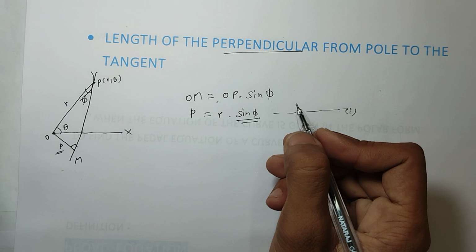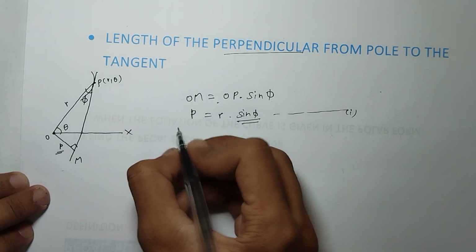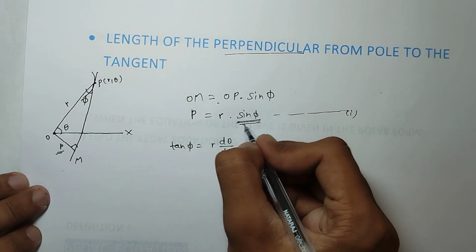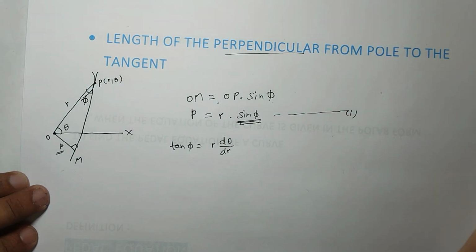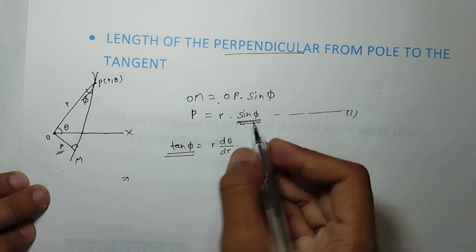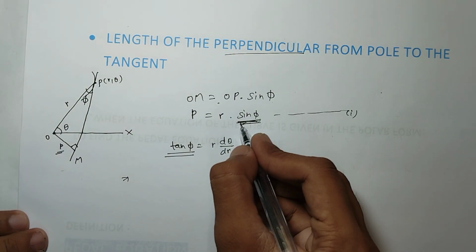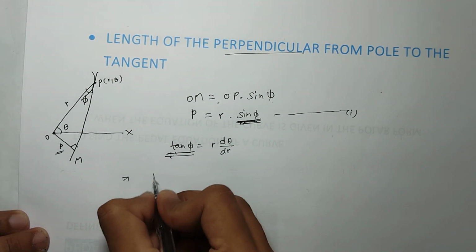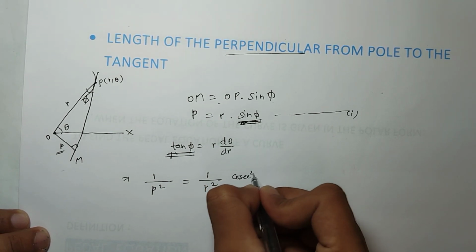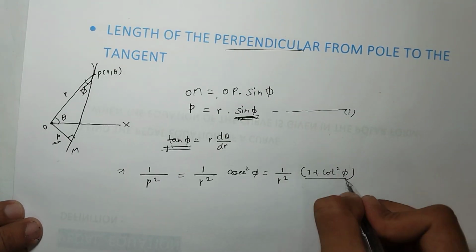Now we have to change φ into terms of r or θ, right? We know the value of tan φ, that is r dθ/dr. Now we can change sine into cosec, and cosec will be changed into cot, and we can put the value of cot. For this purpose I invert because we need cosec, and square because we need sine square, which will be easy to change into tan. So 1/p² equals 1/r² times 1/sin² φ, that is cosec² φ. Now we can write 1/r² (1 + cot² φ). That is a trigonometric formula.